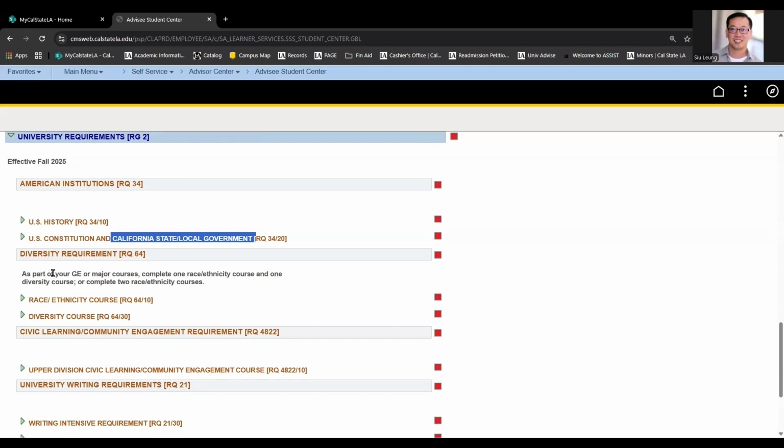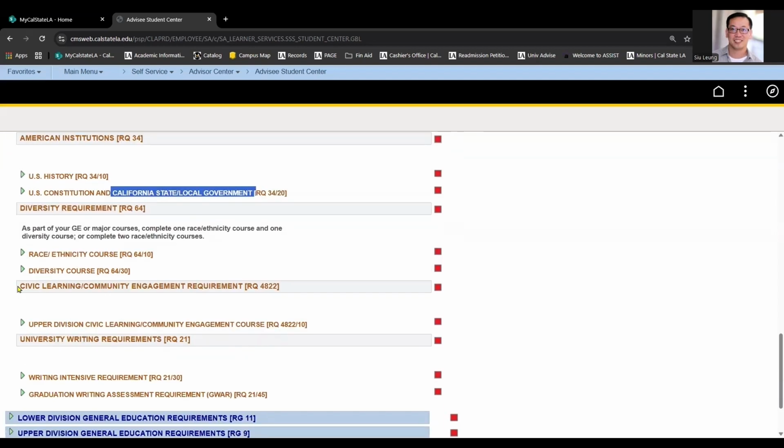And these courses are actually attributes or part of a GE. So when I start talking about the GE courses, I'll show you how you can find some of those race ethnicity courses or diversity courses. But these courses are attributes within GEs. Same thing here with the civic learning. As you can see, you have a civic learning requirement. It's an upper division civic learning requirement.